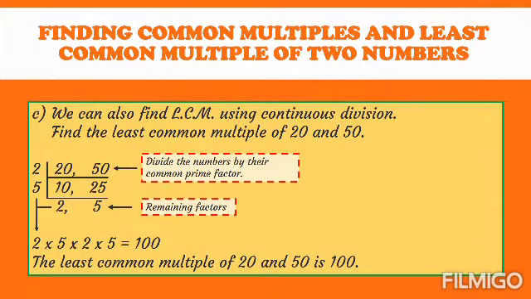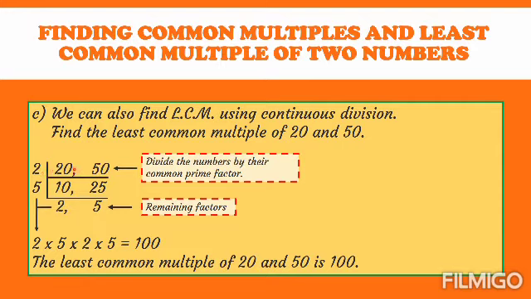Okay, so now class, we learned already how to find the LCM of numbers by the listing method and the prime factorization. Now for this time, we're going to find the LCM of numbers using continuous division. Find the least common multiple of 20 and 50 using continuous division. As you see here, class, these are the numbers 20 and 50. Divide the numbers by their common prime factor, the smallest common prime factor. Okay, the smallest one is 2.